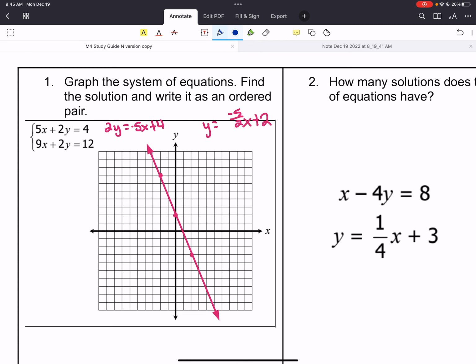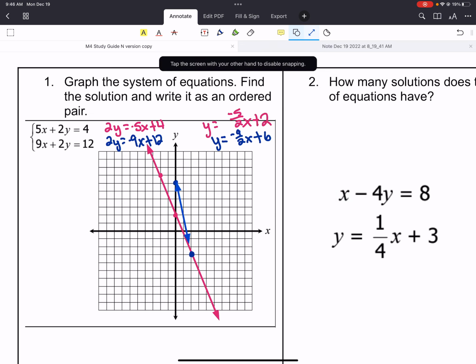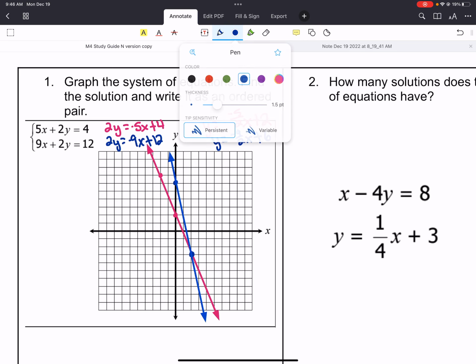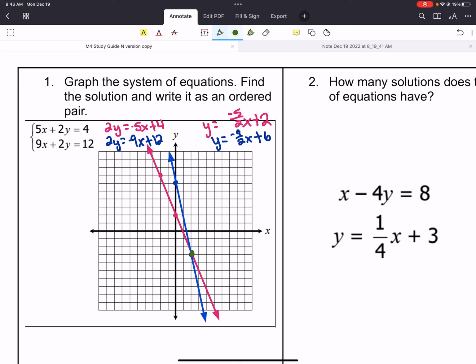For the second line, you're going to subtract the 9x from both sides. So y is going to equal negative 9/2 x plus 6. Let's graph that one. I'm going to use my line tool again. And as you can see, those cross at this point right here. Let's see, that's 2, negative 3.